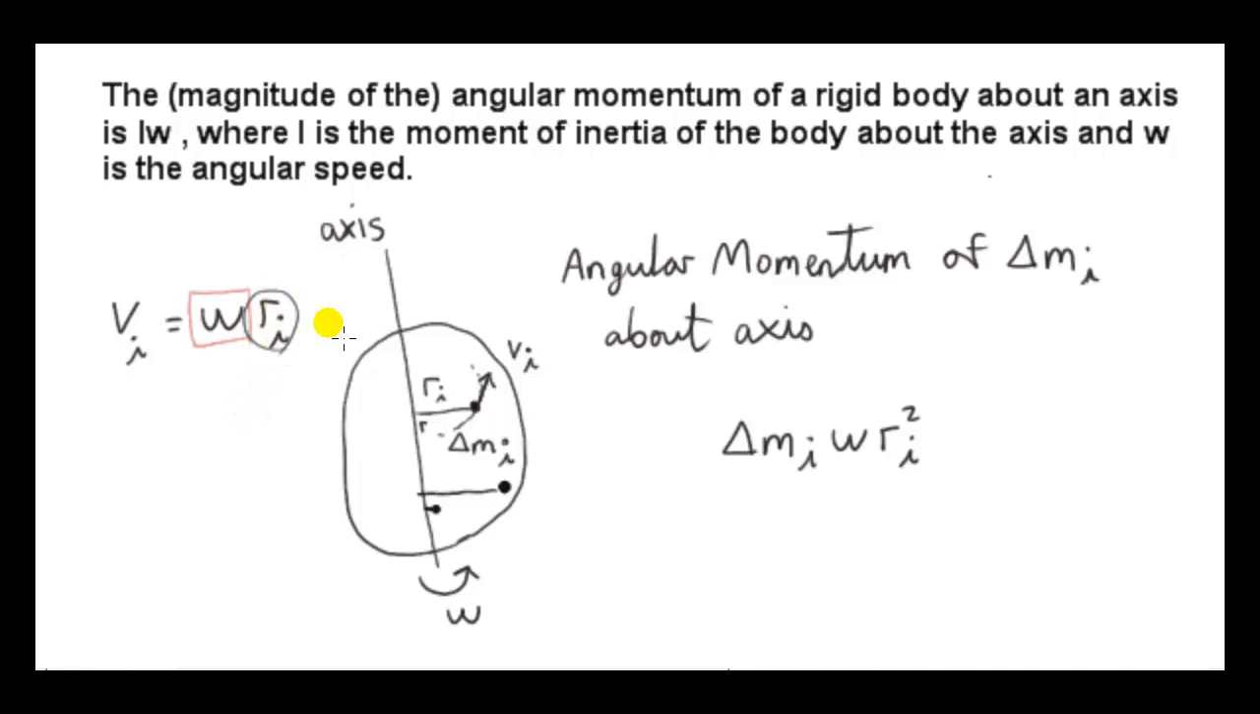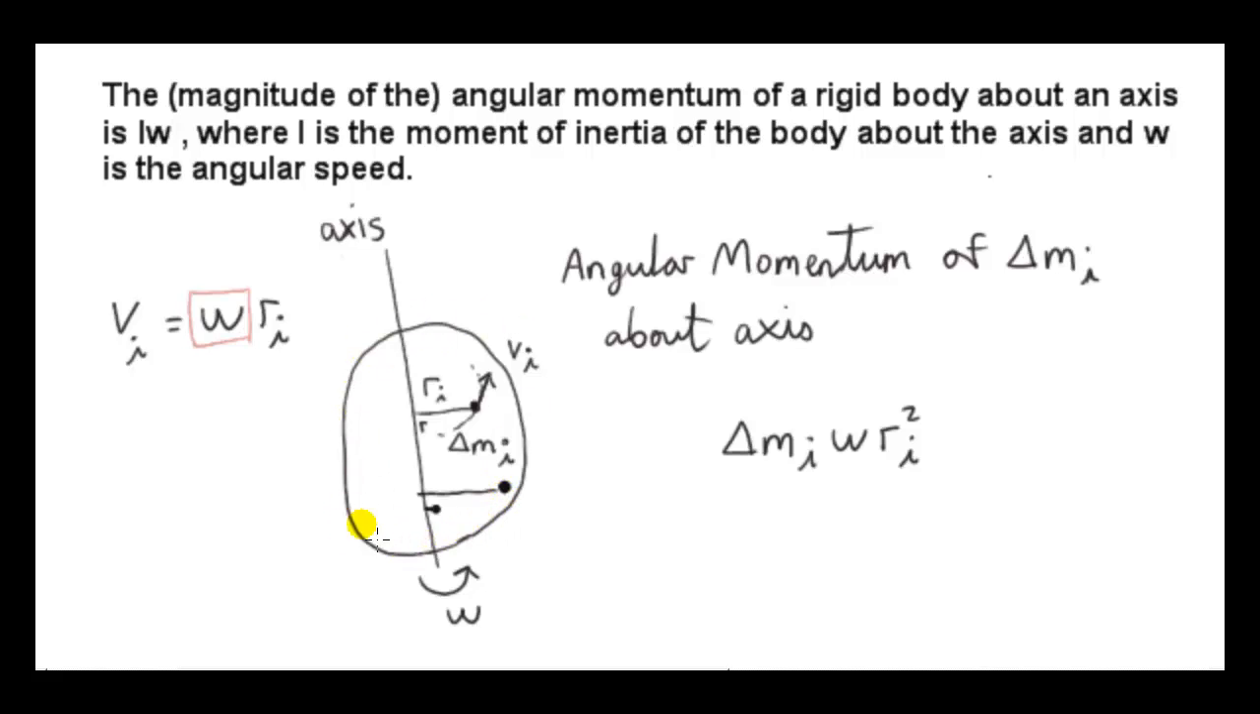If we double the distance of the particle to the axis, we double the speed of the particle. But the angular speed is constant. It's the same for all the particles that make up this object. Okay, so that's just the angular momentum of one particle. Well, more accurately, it's actually the magnitude of the angular momentum, but we won't keep saying the magnitude of the angular momentum. We'll just say the angular momentum, meaning that we are talking about the magnitude of the angular momentum of the particle.